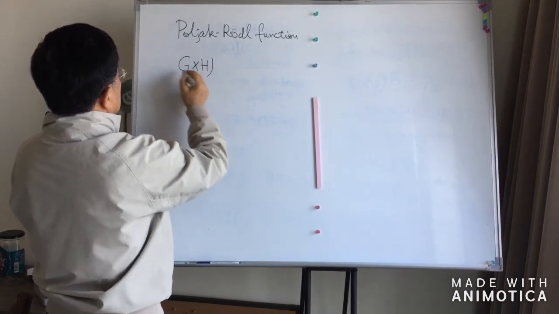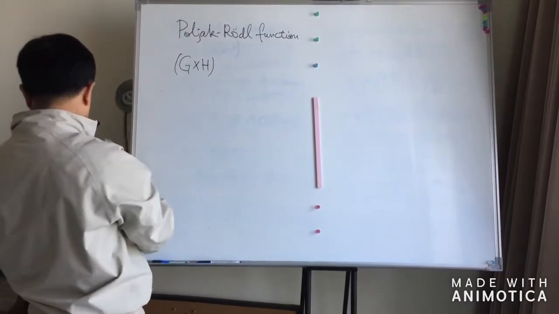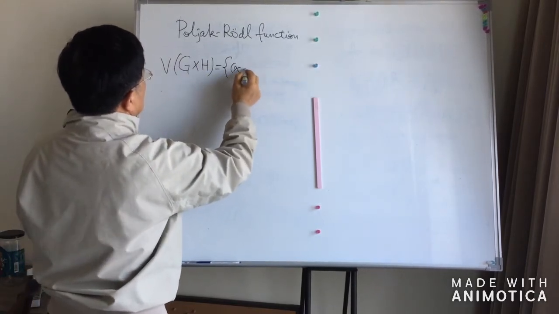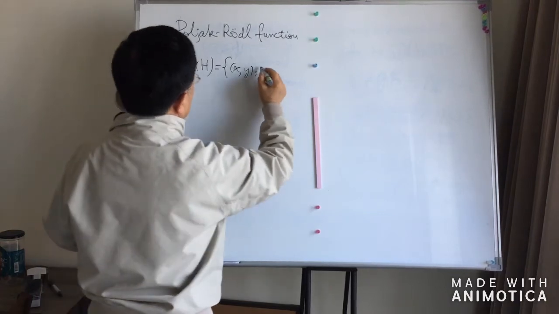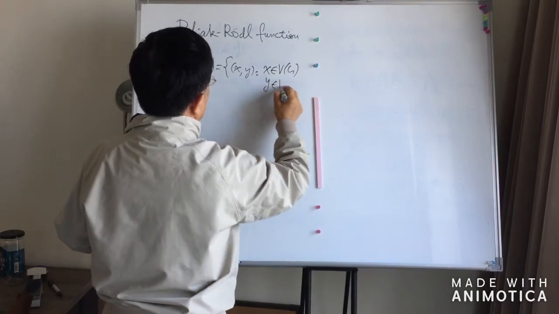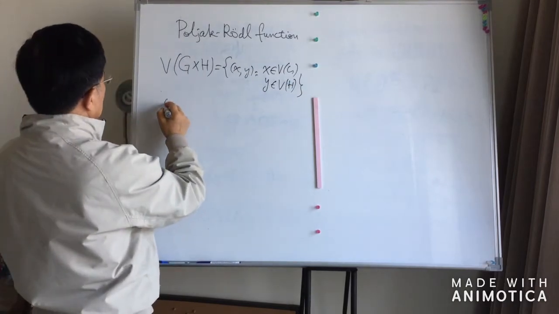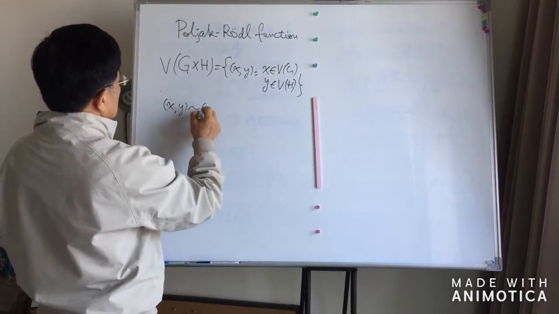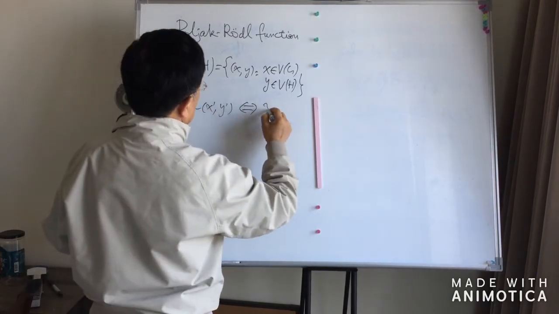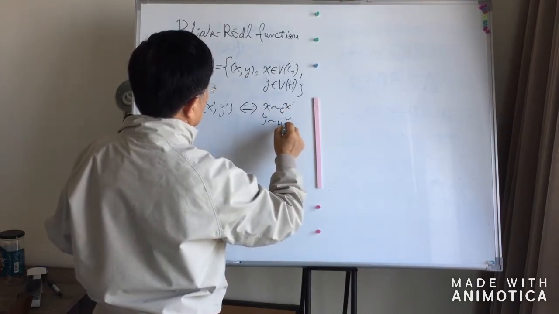Suppose we have two graphs, G and H. The product of G and H has as vertices the pairs xy, such that x is a vertex of G and y is a vertex of H, and in which xy is adjacent to x'y' if and only if x is adjacent to x' in G and y is adjacent to y' in H.